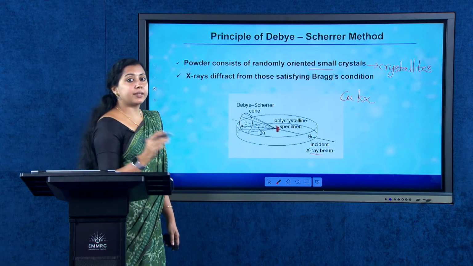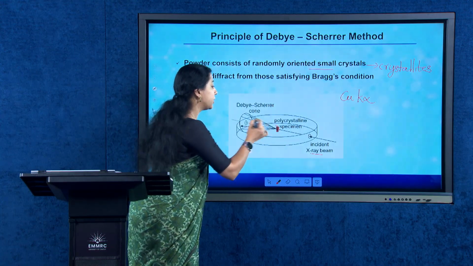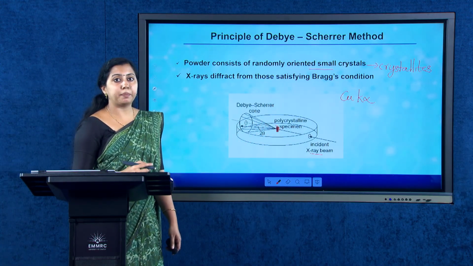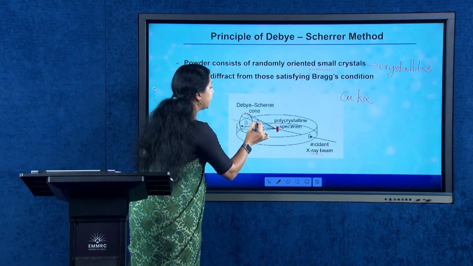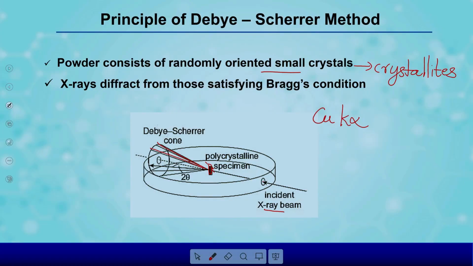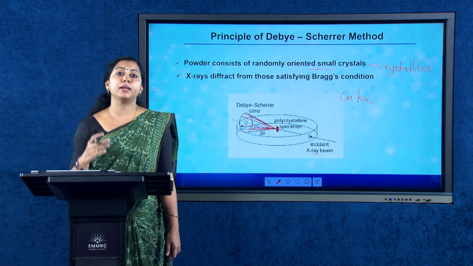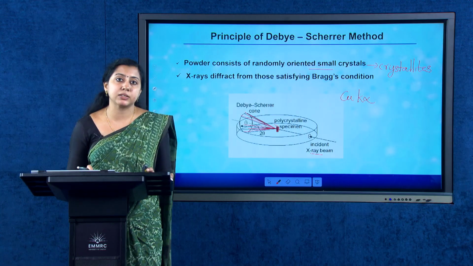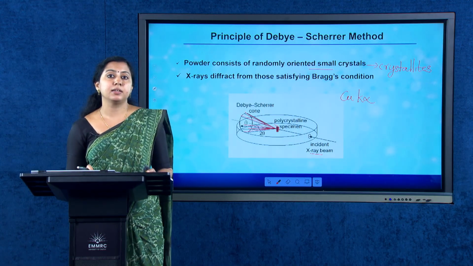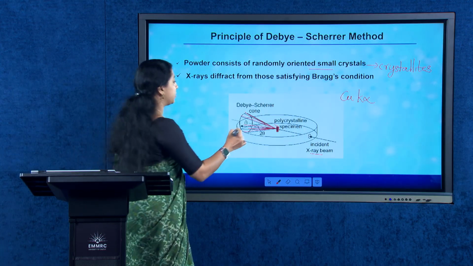And when X-rays hit this powdered sample, what happens? X-rays get diffracted from all possible lattice planes that satisfy the Bragg's law. Since there are a large number of tiny crystals called crystallites which are randomly oriented in every possible direction, there will be a large number of diffraction angles as well. So, that results in a number of diffraction patterns.